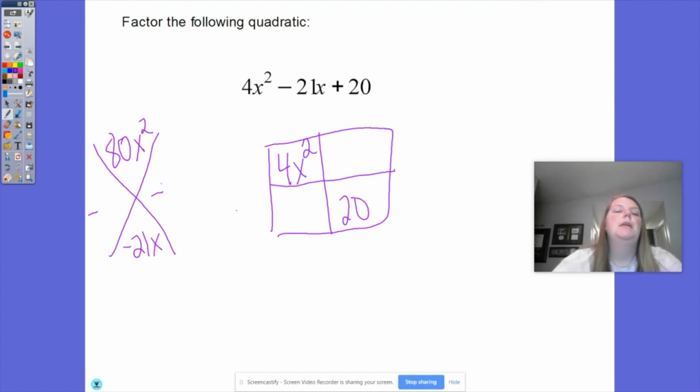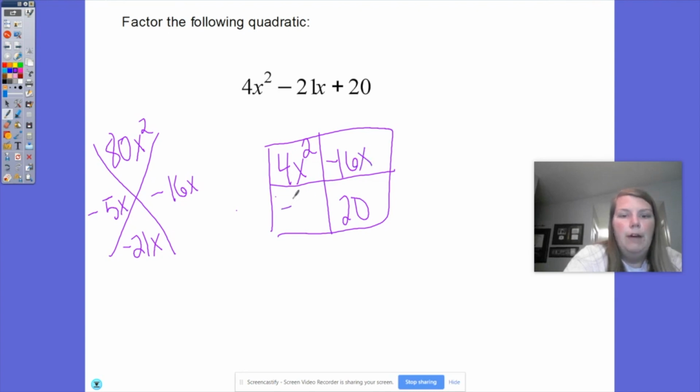This one might not be as obvious, but it is negative 5x and negative 16x. And that's what we want to fill in those other two values here. So if we look at that top row, the greatest common factor would be 4x.